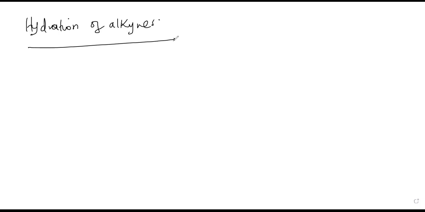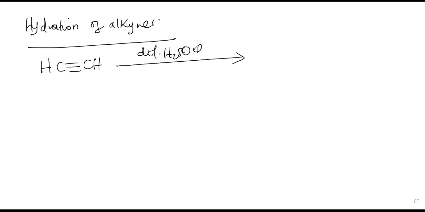So in other words, when you treat an alkyne with dilute sulfuric acid, then mercury sulfate, you wait for it. So we use mercury sulfate as a catalyst, of course, at 60 degrees Celsius. So here we shall form ethanal, CH3CHO.